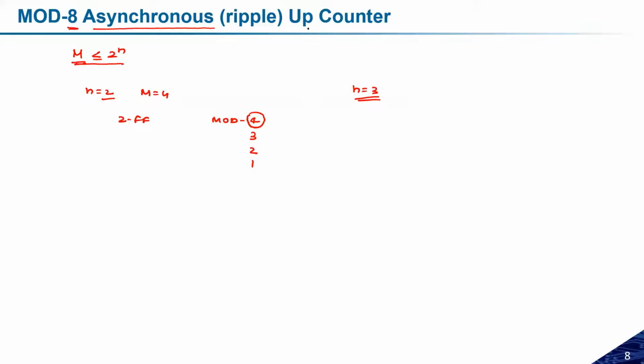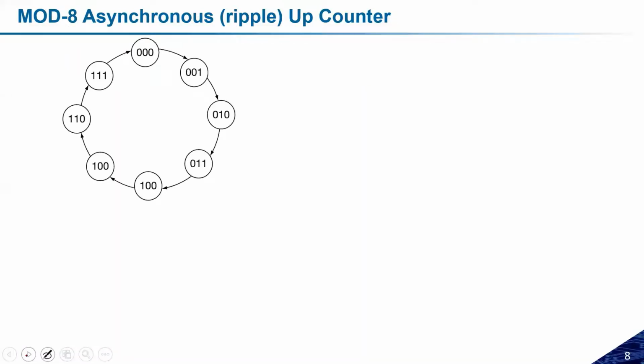And up counter means, because I am designing the mode 8 counter and the total number of flip-flops is 3, so 3-bit possibilities are there. The total possibilities are from 000 to 111. So these are all the possible counts that we can design with the help of the mode 8 counter. Let us consider this in more detail. These are all the possible values that can exist.